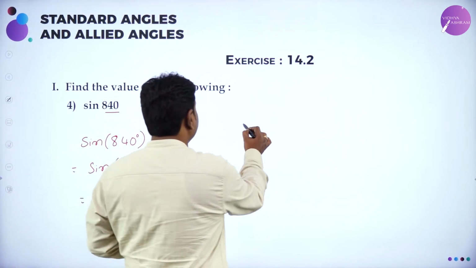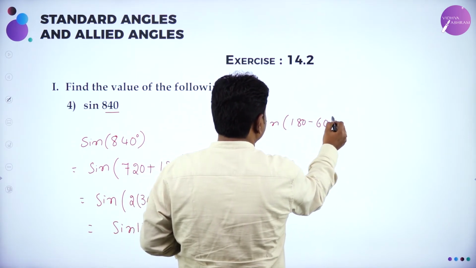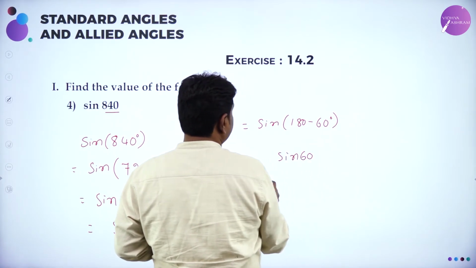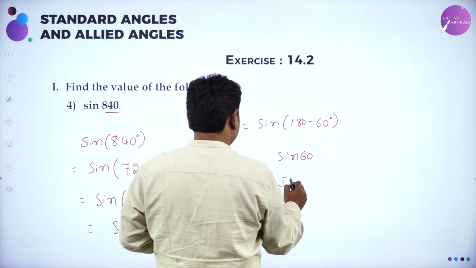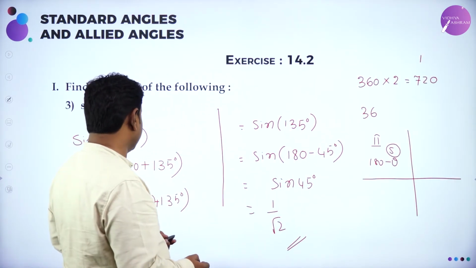So sine 120, further you can write it as, it is near to 180, 180 minus 60. Sine of 180 minus theta, the function does not change. It will be sine 60. 180 minus theta lies in the second quadrant. Sine is positive there. So the answer is root 3 by 2. What is sine 60? Root 3 by 2.